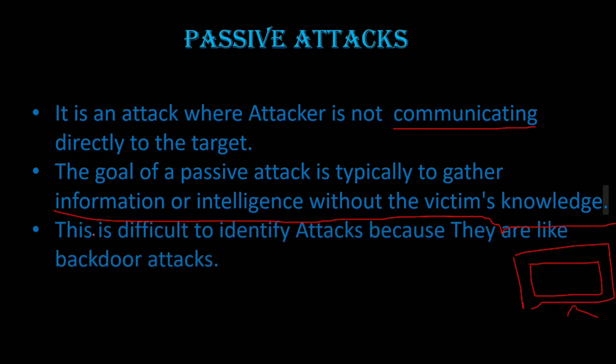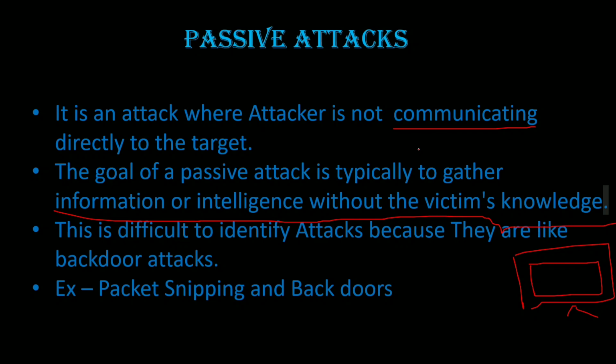This is difficult to identify because these are like backward attacks. We don't know where the attack is going to come from. In an active attack, we can say where the attack is coming from, because here we don't have any communication directly to the target. He is going to communicate passively. That's why it is difficult to identify these attacks. Examples of this are packet sniffing and browser attacks.